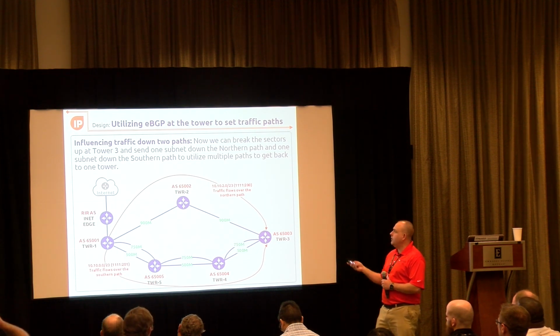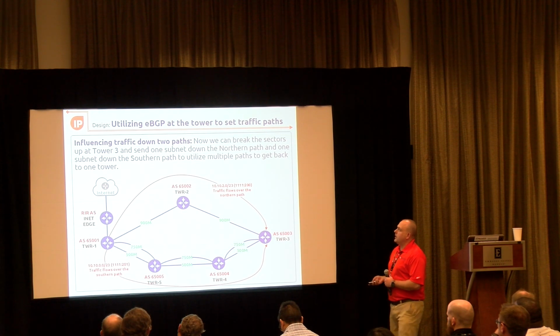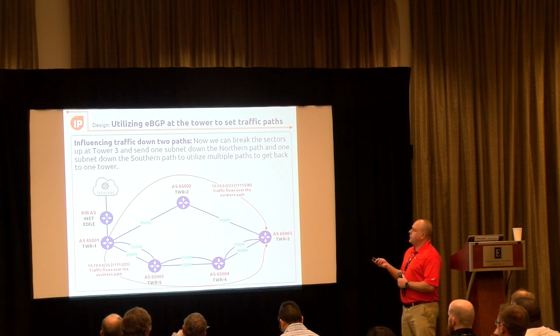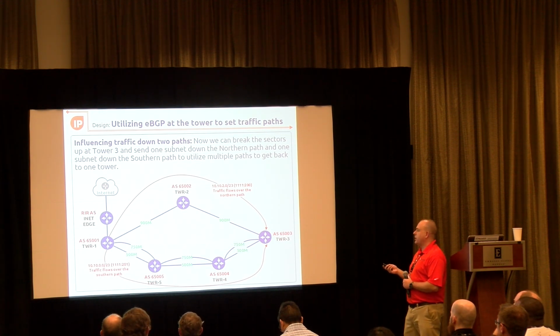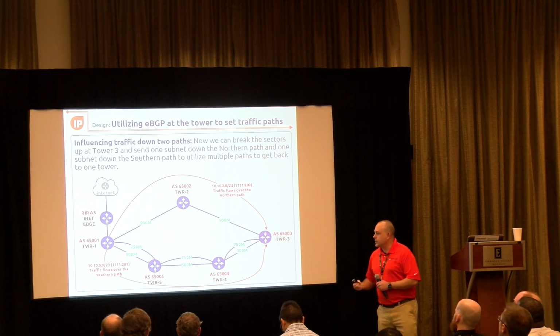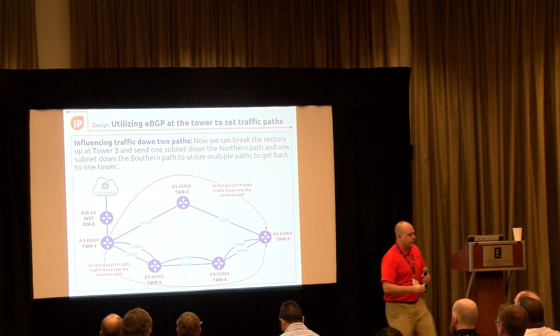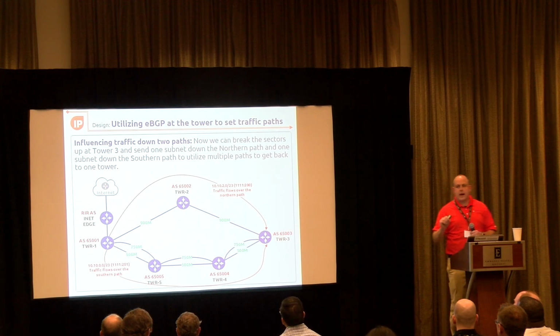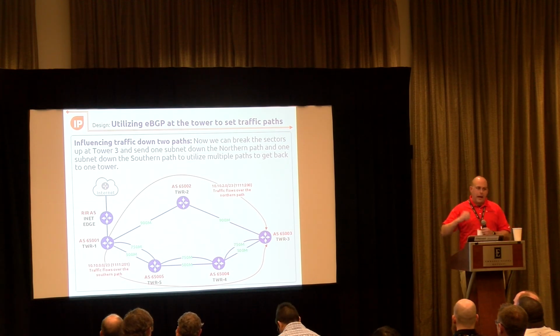But now we said, okay, I'm going to take the second sector, which is 10.10.2.0/23, and I don't want to load this southern path. I want to load that second sector at Tower 3 down this path. The only thing I have to do now that we've built all that intelligence in is tag it in that community, and then it automatically flows down that path. As you scale out, this gives you the opportunity to manage your traffic in a very fine-grained way that is absolutely impossible with OSPF.